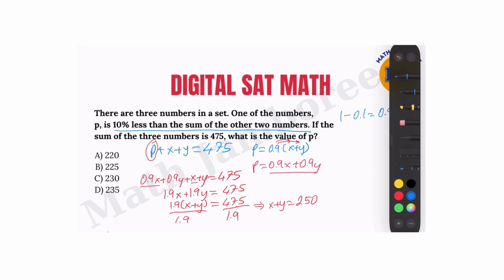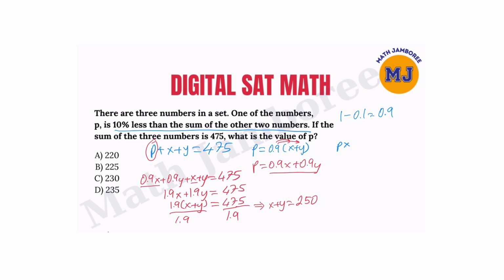I'm going to continue with a different color. So the initial equation, remember we had P plus x plus y given as 475, and we just found x plus y as 250. So we will take these away from each other, so we will have P on the left side. If you take away 250 from 475, it is going to be equal to 225. So we just found the value of P is 225. Then the correct answer is choice B for this specific question.